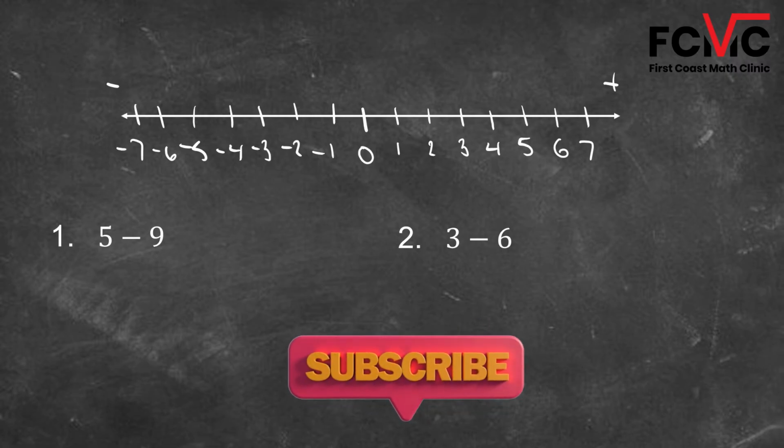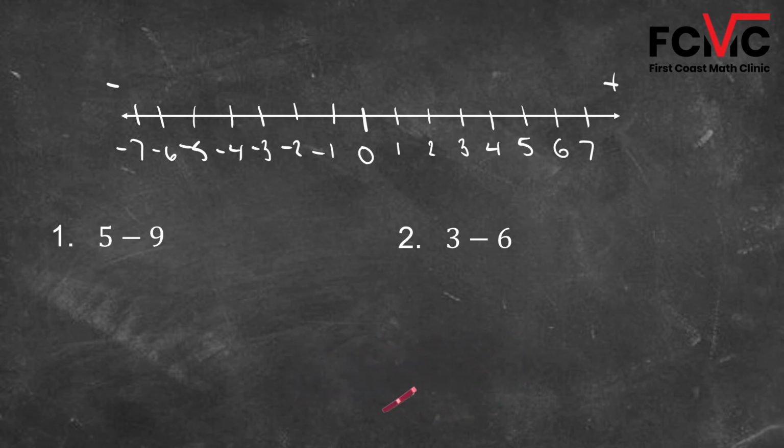So for 5 minus 9, I'm going to start at 5. And then we're going back 9 units. So I'll do this in red. So we're going back 1, 2, 3, 4, 5, 6, 7, 8, 9. So that's minus 9. And we wind up at negative 4.